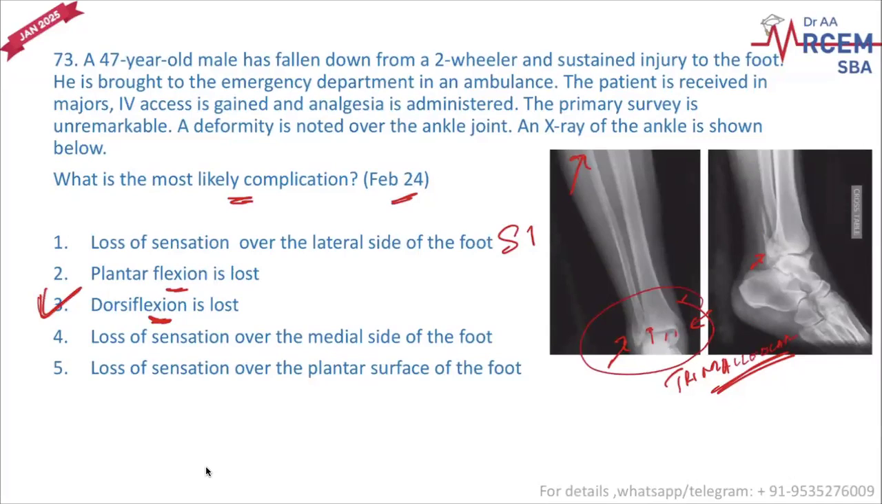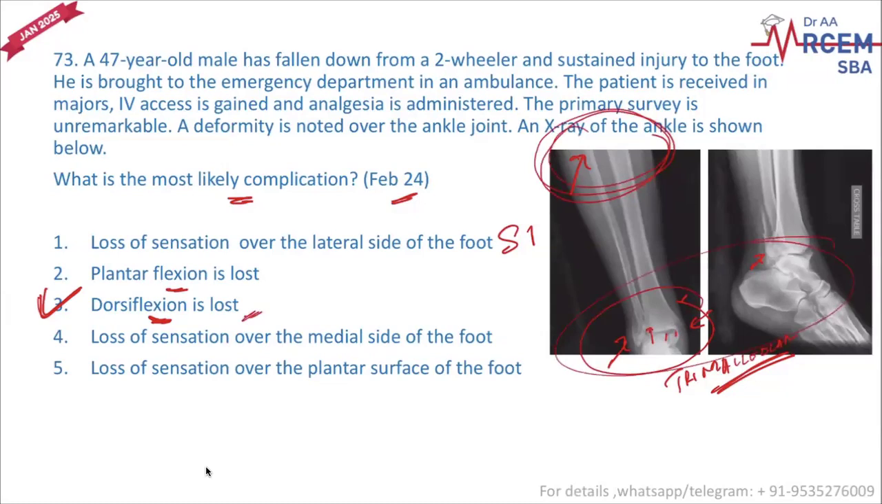Loss of sensation over the medial aspect of the foot, again unlikely. Loss of sensation over the plantar surface, supplied by the tibial nerve through two branches, medial and lateral plantar nerves, again we suspect unlikely. But with only this much, where there is no fracture seen at the fibula side, there is no obvious literature to support a common peroneal nerve injury, but it is a good guess. If I was giving the exam, I would have chosen dorsiflexion as the right answer.